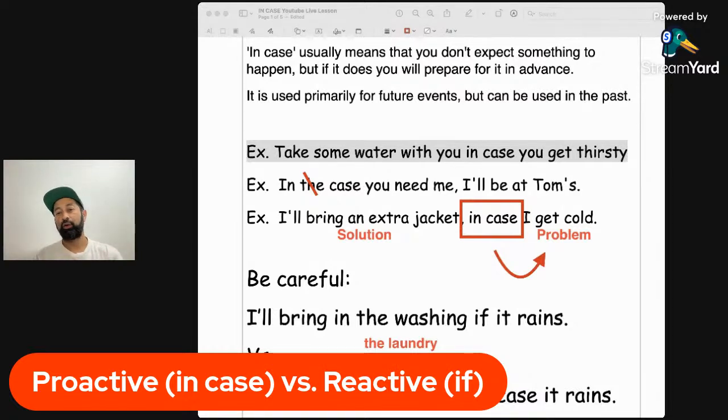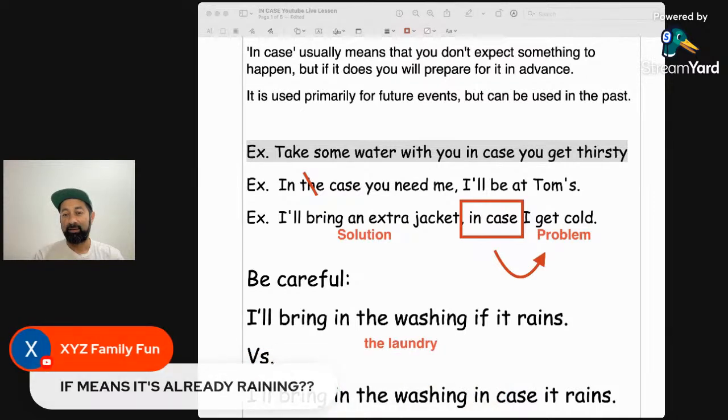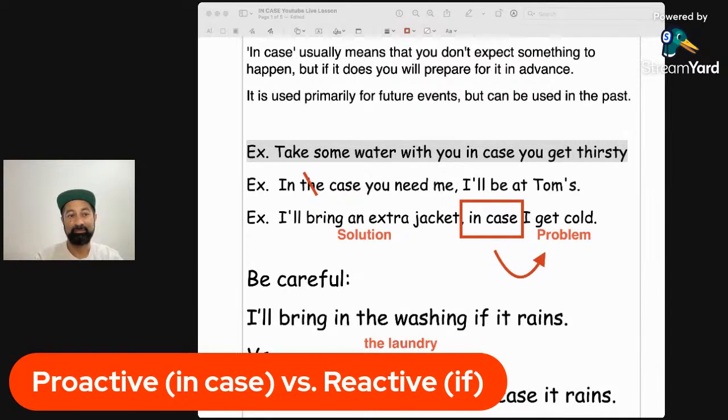So in case is always preparing. And XYZ, if means it's already raining. Yes. If means it rains, then you do something. And in case it's not raining. In case means it's not raining. But there is the chance it might rain. There's a possibility. So I prepare. So it might be a little bit difficult, but don't worry.